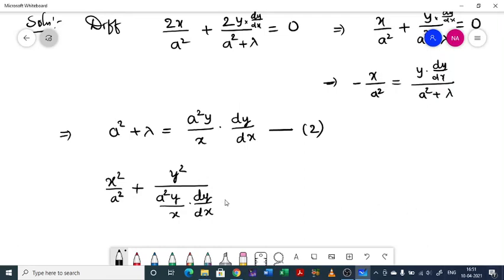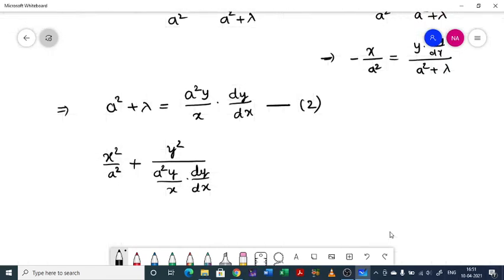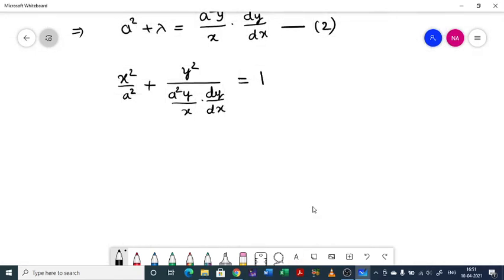So that becomes equal to 1, right? Yes. So this becomes x square by a square plus this x goes to numerator, x one term cancels, y, xy divided by a square into dy by dx equal to 1.